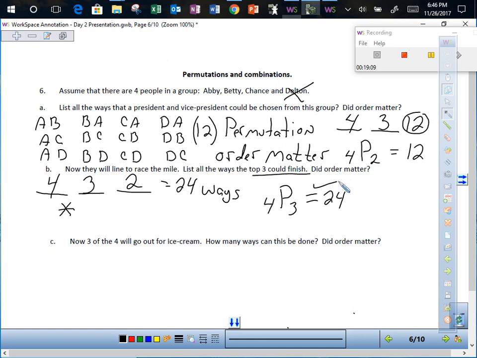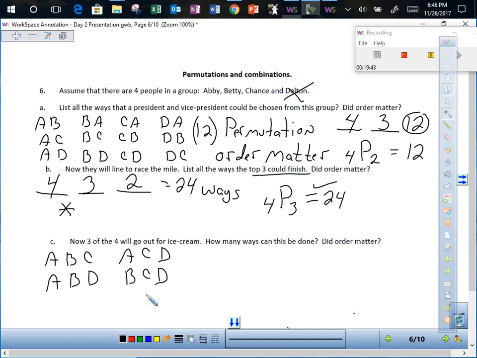Now, on part C it says, now 3 of the 4 will go out for ice cream. How many ways can this be done? Well, I've now got 3 friends going out for ice cream. I'm going to list them because there's not that many. I could let Abby, Betty, and Chance go out for ice cream. I could let Abby, Betty, and Delton go out for ice cream. I could let Abby, Chance, and Delton. Or I could let Betty, Chance, and Delton.